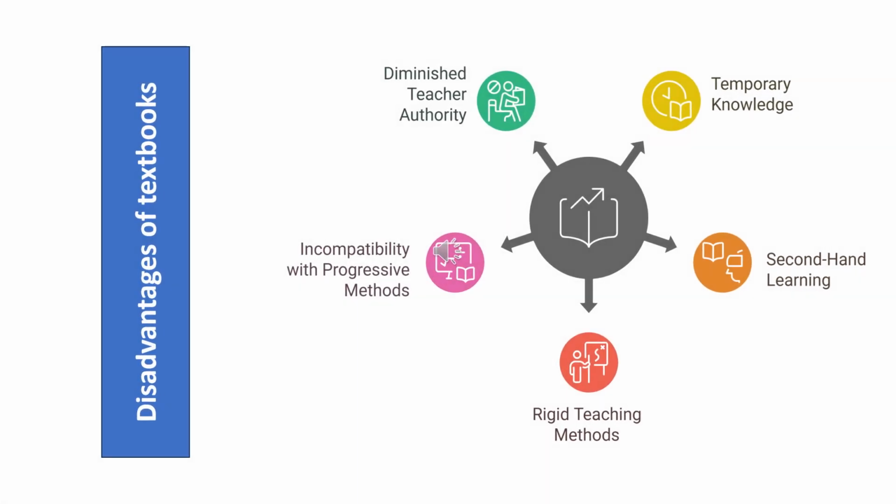Disadvantages of textbooks. Too much dependence on the textbooks gives temporary bookish knowledge. Also, there is a lack of direct experiences; the students acquire second-hand knowledge. Also, teaching and learning become very rigid. The teacher has to teach whatever is given in the book exactly.